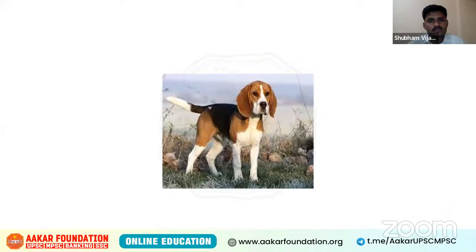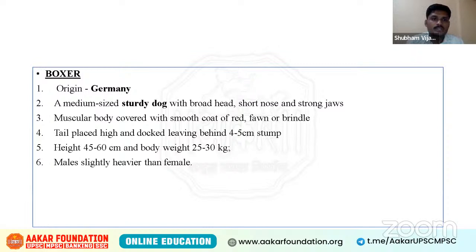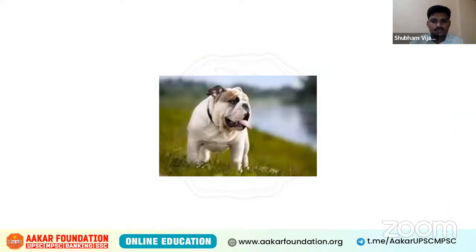Now the next one is the Boxer. The origin is also Germany, and it is a medium size dog. This is a medium size sturdy dog with a broad head, short nose, and strong jaws. Muscular body covered with a coat that could be red, fawn or brindle, and the tail placed high and docked, leaving a 4 to 5 centimeter stump. Height is around 45 to 60 centimeter, and body weight could range from 25 to 30 kg. Here also, as in other animals, male dogs are slightly heavier than the female. These are the Boxer breed of dogs.